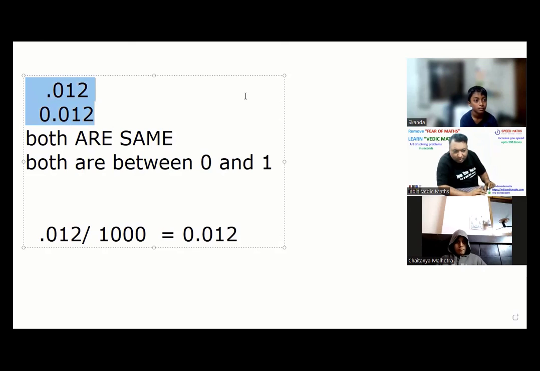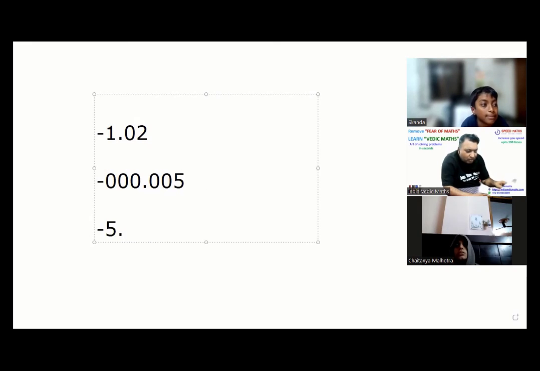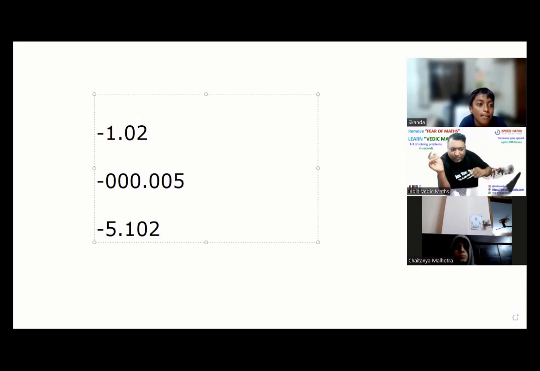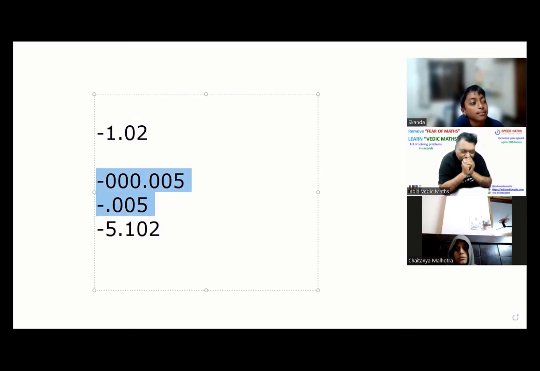Okay. Good question. Can you also write decimal numbers like -1.0? Yes. You can write minus 1.02. You can write minus 0.005. You can write minus 5.10. You can always write negative, positive, both. You can also write this number as minus 0.005. These two numbers are equal. It's related to your question, okay?